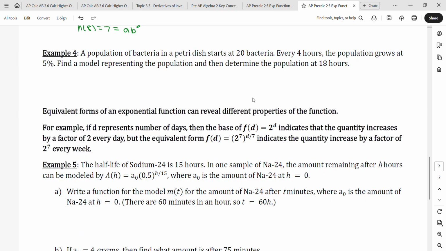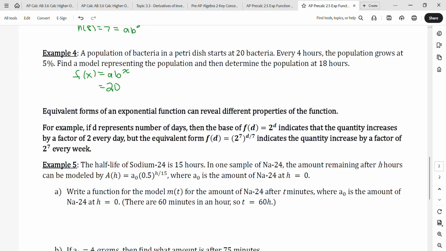So we are starting with f of x is a b to the x. What is the a in this scenario? What's the a? 5%. No, remember, a is the beginning value. Sorry. I guess it'd be 20, right? Good. 20. Now, it says that this is growing at 5%.